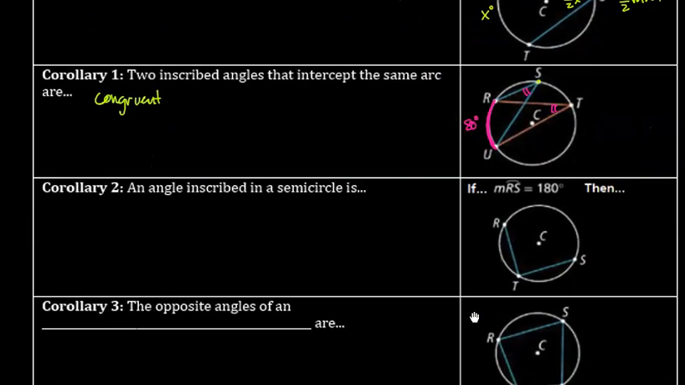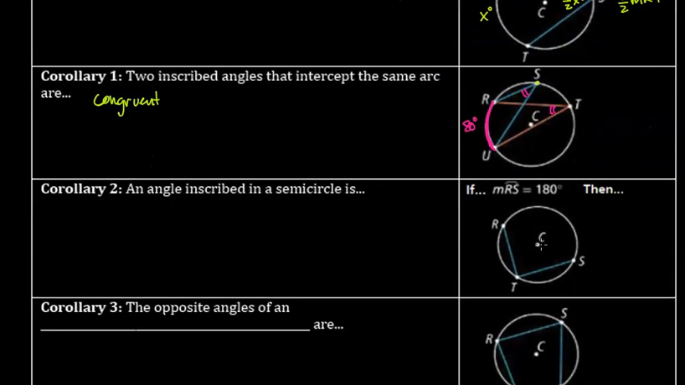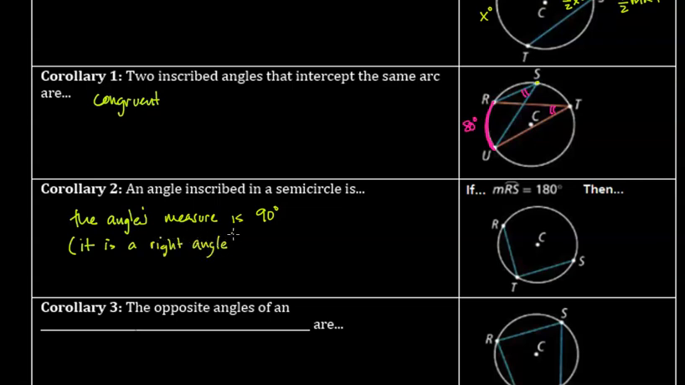We can go farther than that if we have an inscribed angle that's inscribed in a semicircle. What this is saying is if its intercepted arc is a semicircle, if it's inscribed in a semicircle, then the angle's measure will always be 90 degrees. Or we can say it is a right angle. Sometimes you'll see this idea written that way: an angle inscribed in a semicircle is a right angle. The measure of angle RTS is 90.